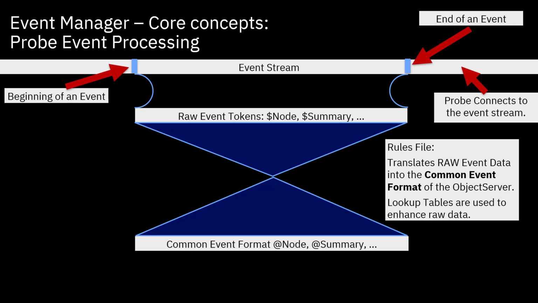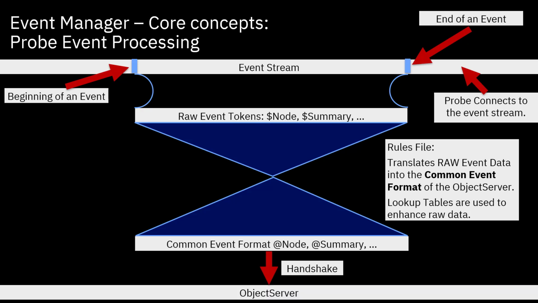So a rules file is a text file that we're going to look at a little later on. The purpose of this rules file is to take the raw data that is coming into the rules file as tokens, which reflect the raw event data, and to map that to the format that is in the object server. So the object server itself has a database, alerts.status, that comes with fields, as you can see in here: node, summary, first and last occurrence, and so on and so on. That format is the target format, and the rules file contains simple rules, which make sure that the raw data is mapped to the object server format.